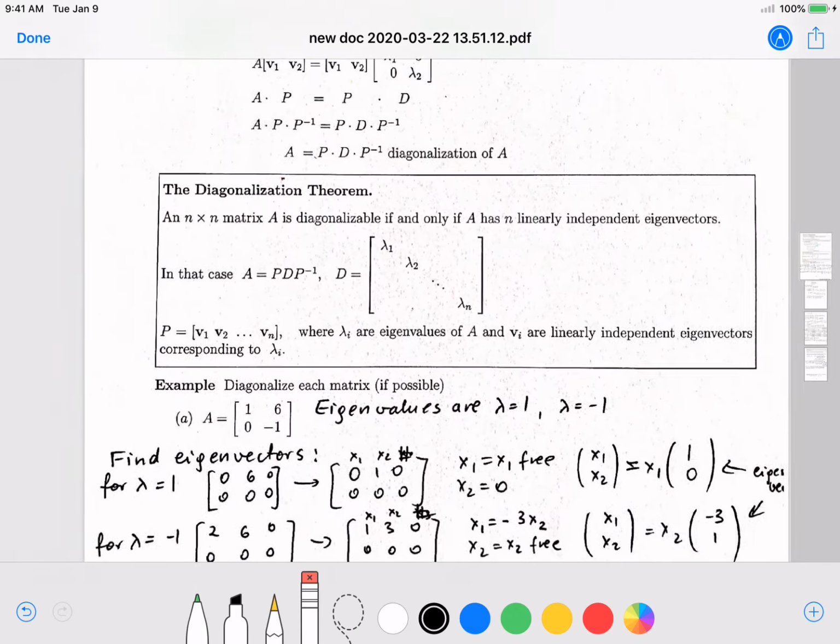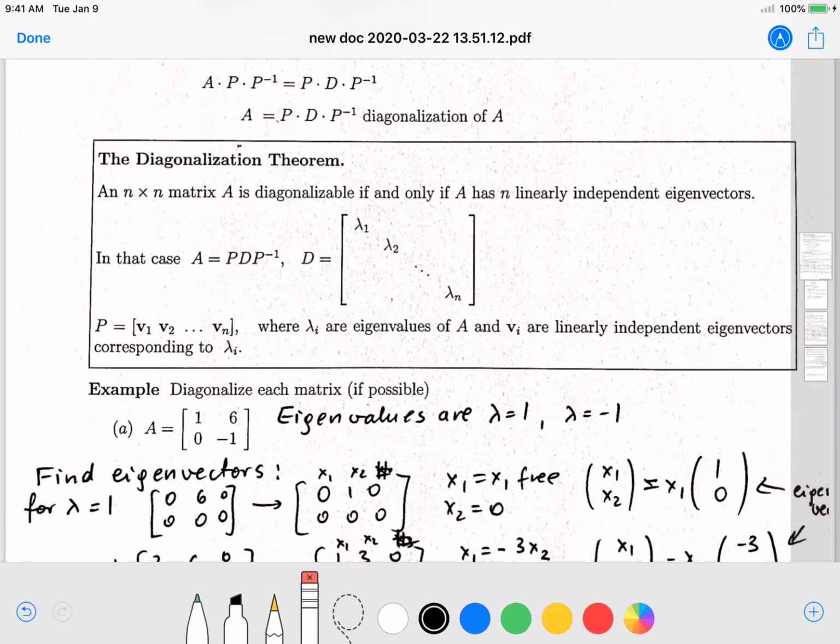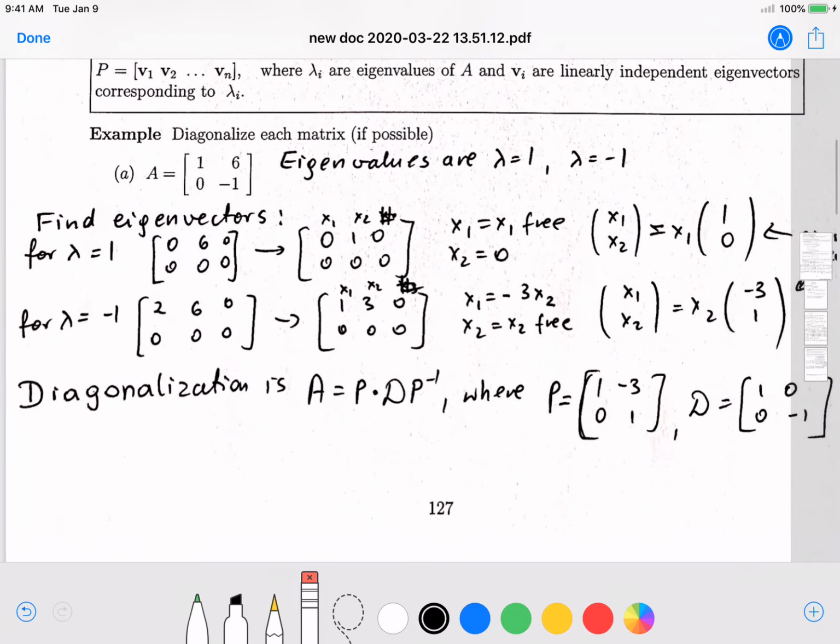So let's look at an example. Diagonalize each matrix if possible. For the first example, the matrix is triangular. The eigenvalues are the elements on the main diagonal. So my eigenvalues are 1 and minus 1. Now we need to find the corresponding eigenvectors.